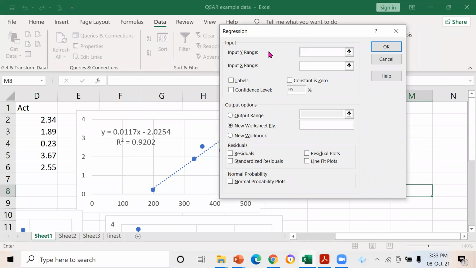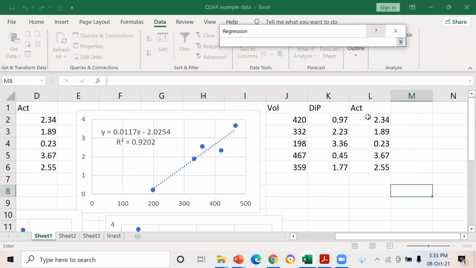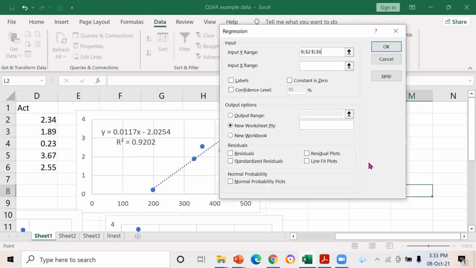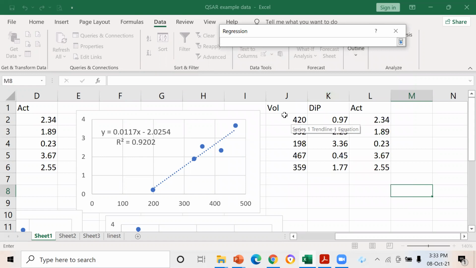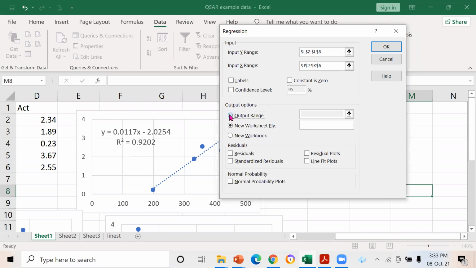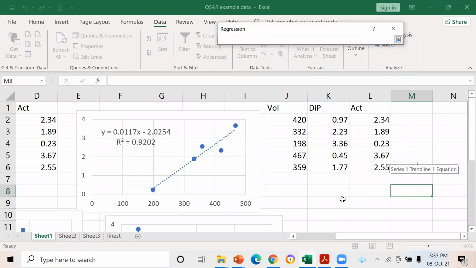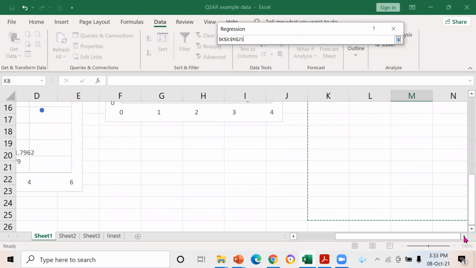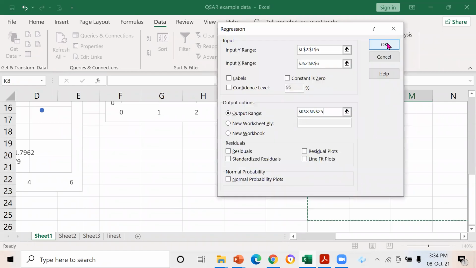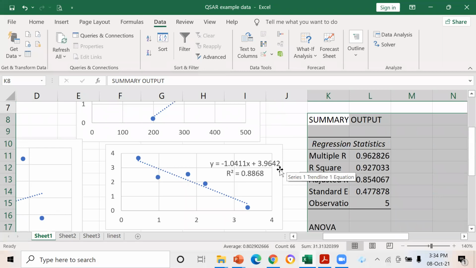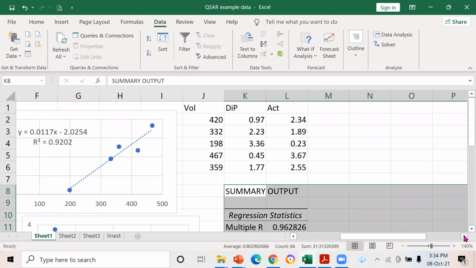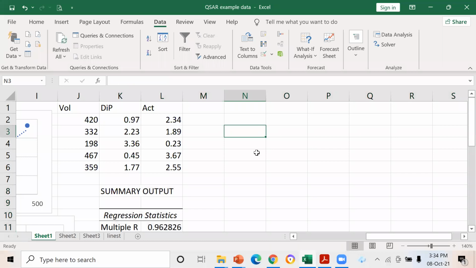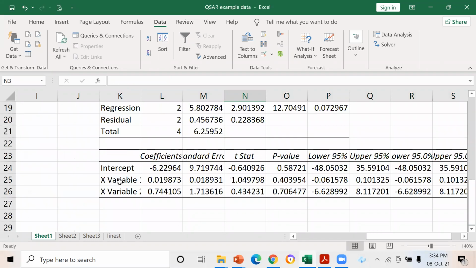Here I give the X range and Y range. The Y range is my activity. For X, I give both the X's combined together, volume and dipole. Then I give some output range and say okay. So it's calculated. We will look at each of these in detail. It has done a two parameter linear regression. This is variable 1, volume, and this is variable 2, dipole.